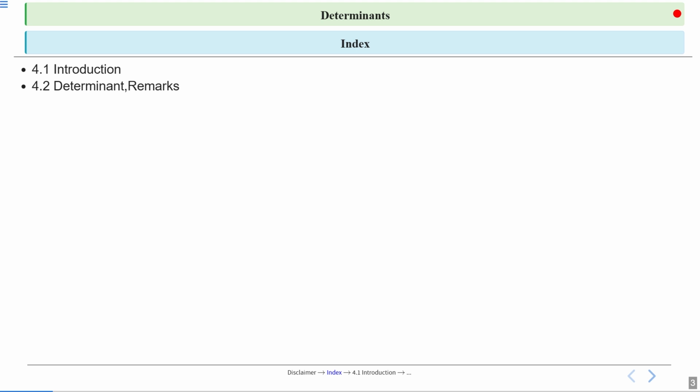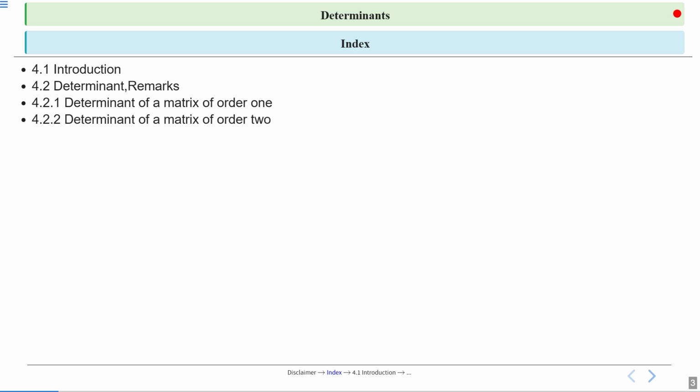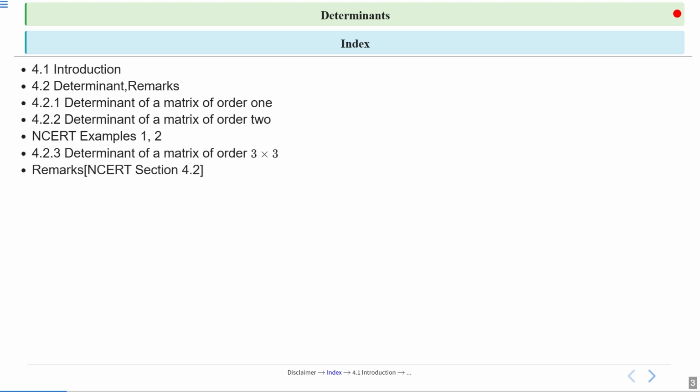So at first we see what a determinant is, then how we calculate the determinant of a matrix of order 1 and of a matrix of order 2. I hope you are familiar with matrices. Then we do some examples and then find the determinant of a matrix of order 3 cross 3, and some more examples. Okay.